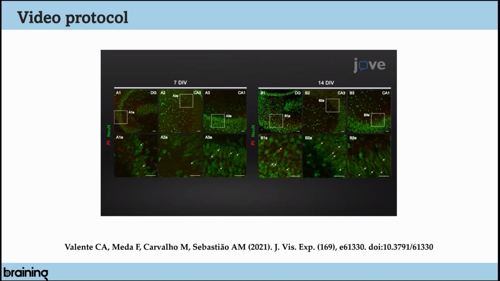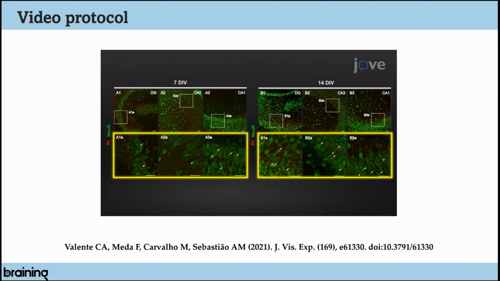Propidium iodide uptake and immunohistochemistry against the neuronal marker NeuN revealed some neuronal death in 7 days in vitro slices that is considerably increased at 14 days in vitro in all areas of the hippocampus.